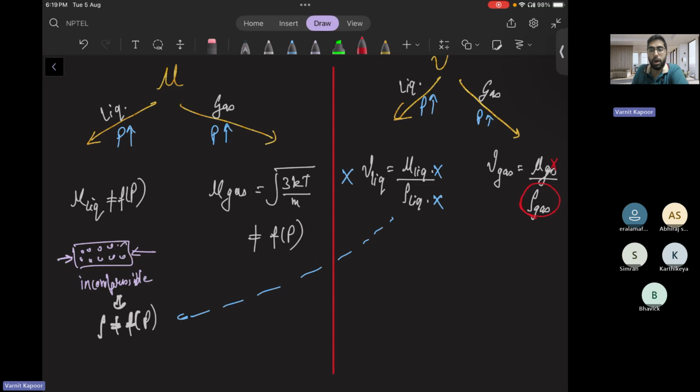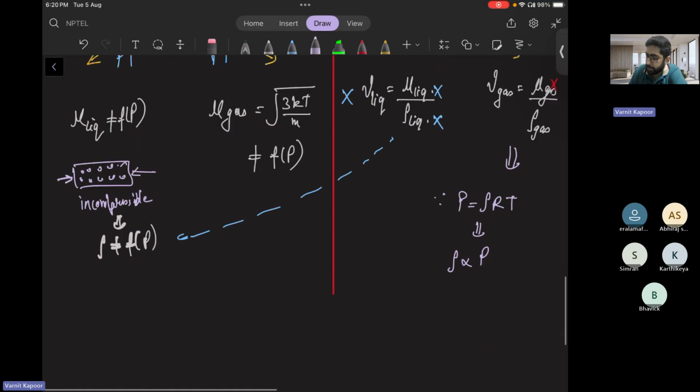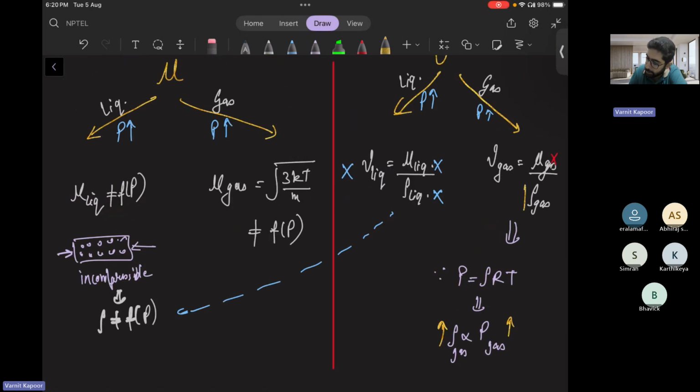How will there be a change? Since you know that pressure is equal to rho RT, this implies density is directly proportional to the pressure of the gas. So if you increase the pressure, density also increases. So you can say that the density increases and the kinematic viscosity decreases for the gas. Is it clear or any doubts in understanding?